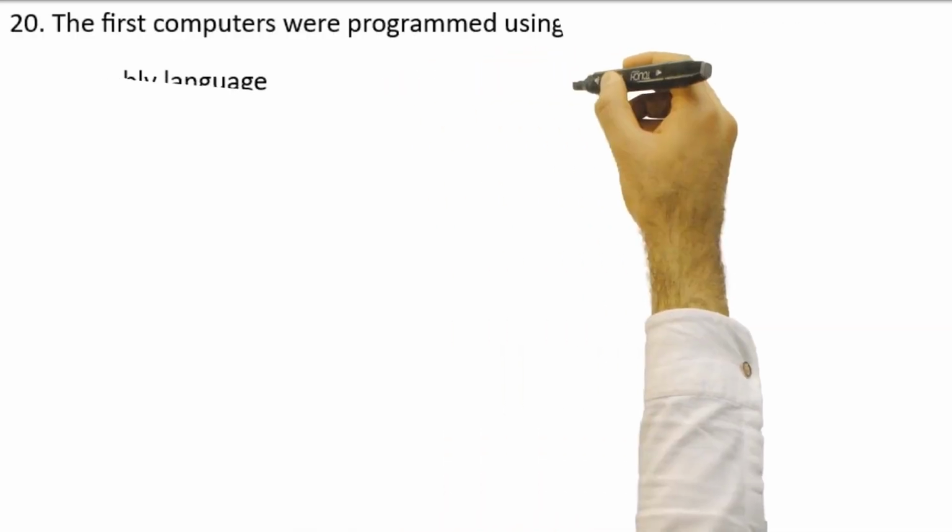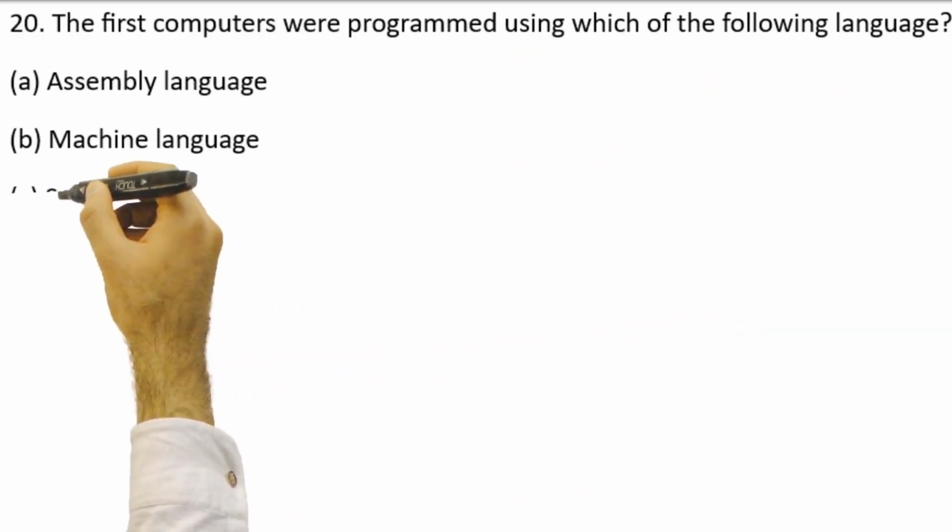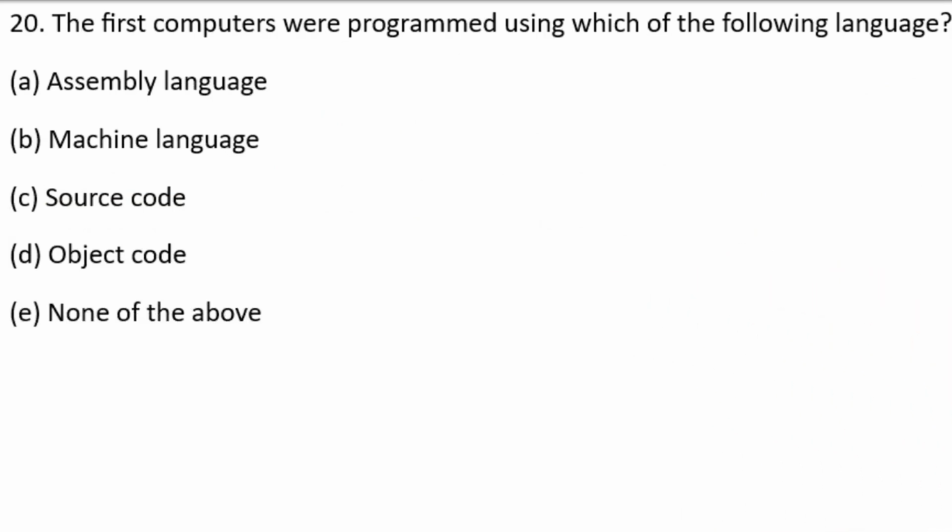The first computers were programmed using which of the following languages? A. Assembly language. B. Machine language. C. Source code. D. Object code. A. None of the above. Answer is B. First computers were programmed using machine language.